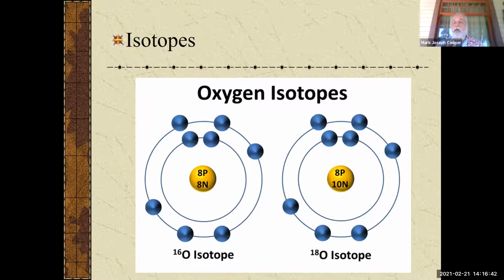The isotope oxygen 18 would then have, again, because the atomic number is 8, that never changes, 8 protons. You subtract that, and you would actually have 10 electrons. I'm sorry, 10 neutrons.